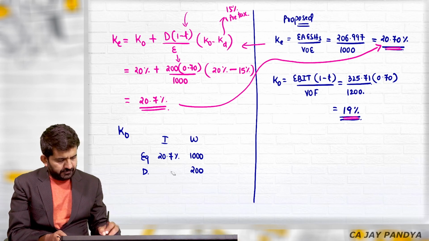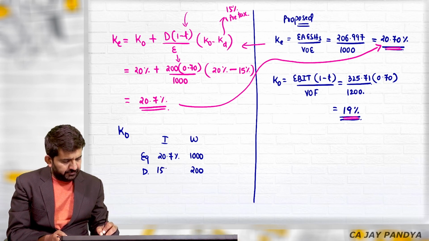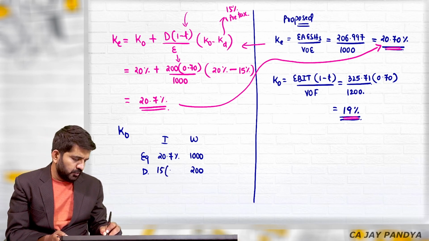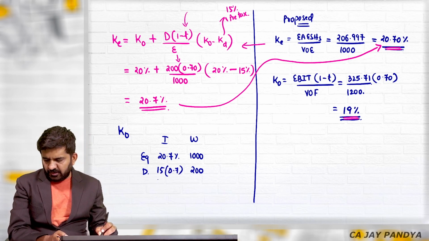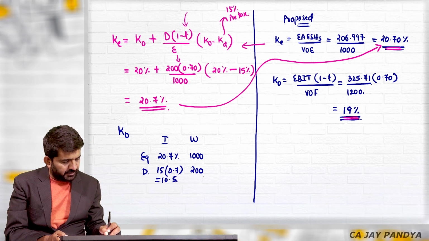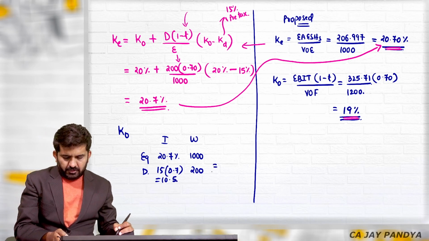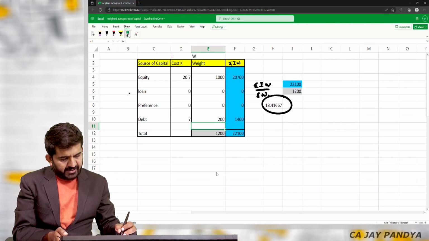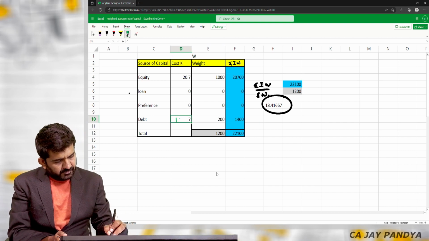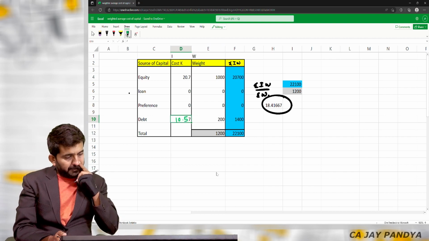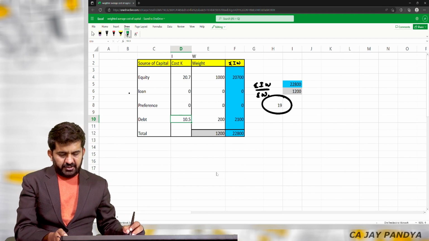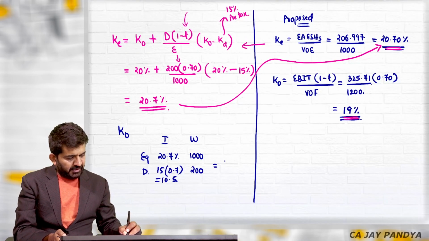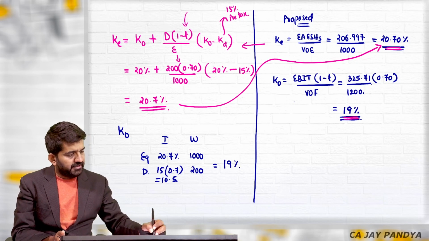Sorry, this is 15 into 1 minus T, that is 0.7. This will be 10.5. There is a mistake. The cost of debt is 10.5. I will be getting an answer of 19%. My KO is 19% by this method.